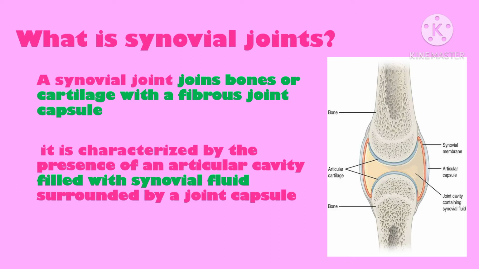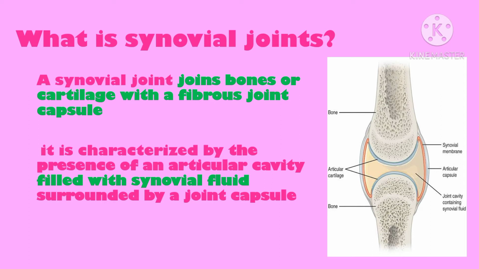So you might be wondering what synovial joints are. So what is a synovial joint? A synovial joint joins bones or cartilage with a fibrous joint capsule. Synovial joints achieve movement at the point of contact of the articulating bones. Synovial joints also allow the bones to slide past each other or to rotate around each other.